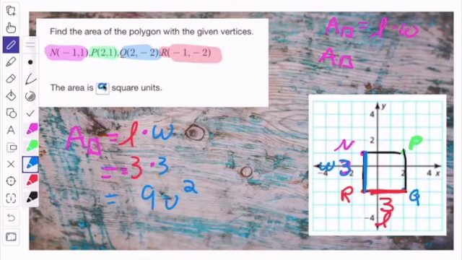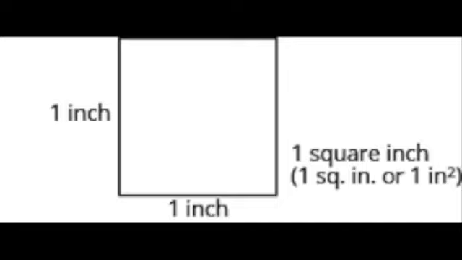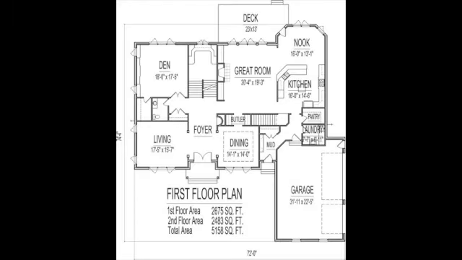We call them square units because we're finding the area here. If we knew that each side was 3 inches, our answer would be inches squared, right? 3 square inches, or it might be square feet. You might have heard of square feet when we're talking about a house or something.